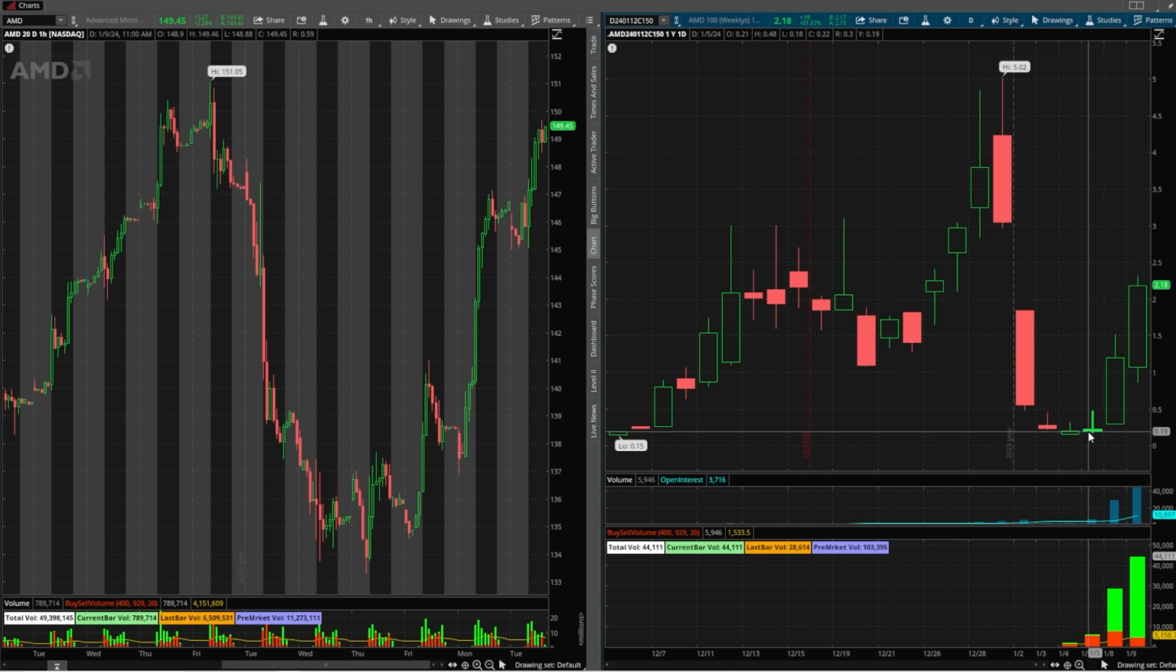So again, manage your risk. Pick your spots. Don't buy at the top. But if you would have given yourself a little bit of leeway and bought this around 20 cents a contract, which translates to $20 a contract, you could have bought 10 contracts for $200.